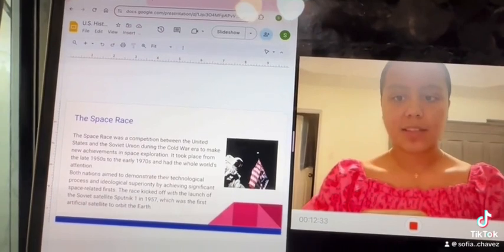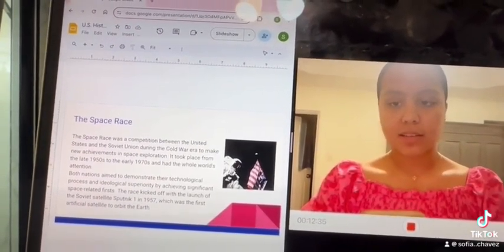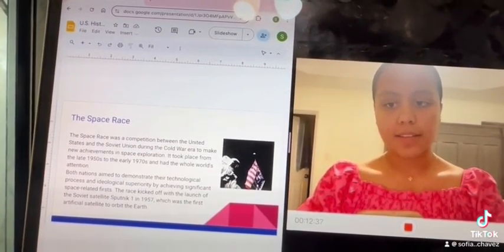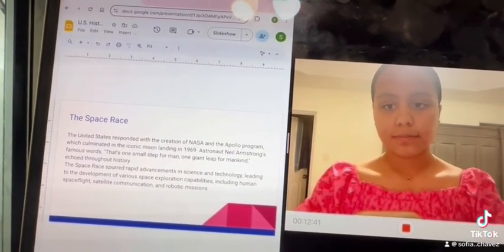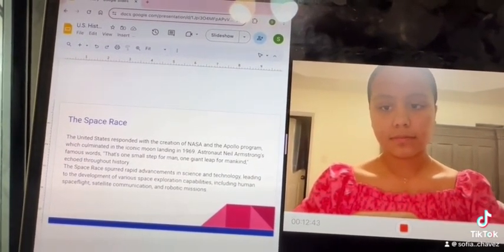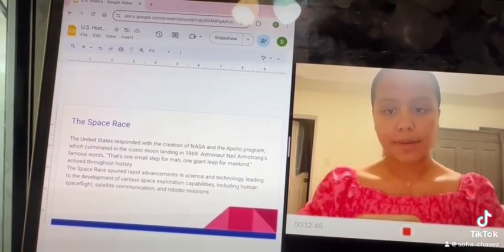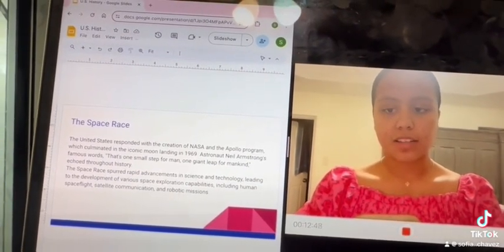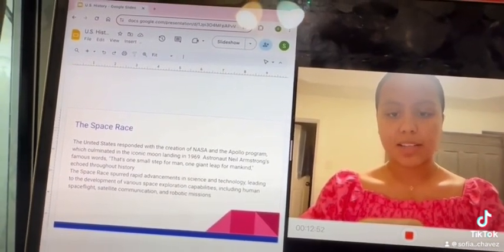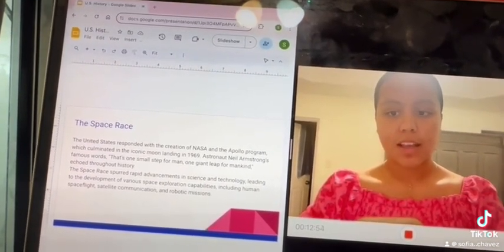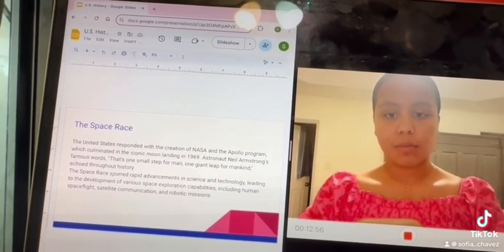The Space Race. The space race was a competition between the United States and the Soviet Union during the Cold War era to make new achievements in space exploration. The space race spurred rapid advancements in science and technology, leading to the development of various space exploration capabilities, including human space flight, satellite communication, and robotic missions.